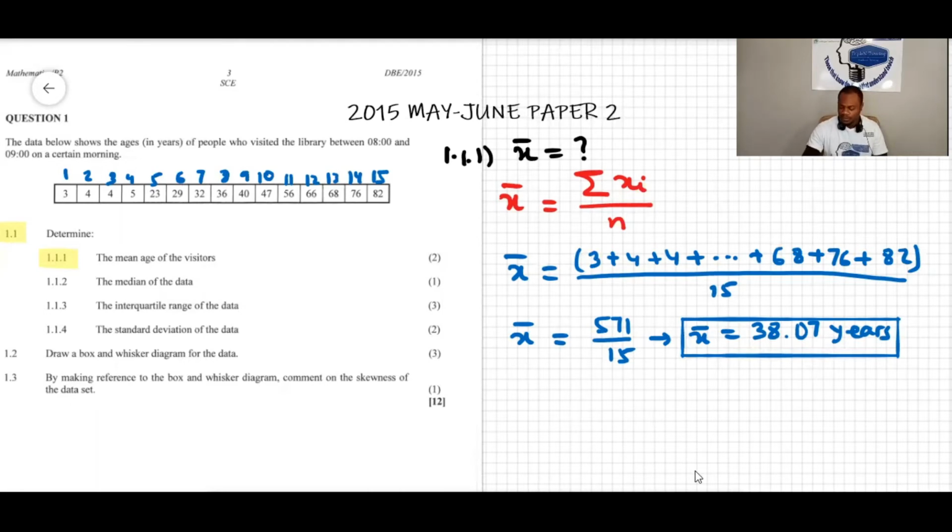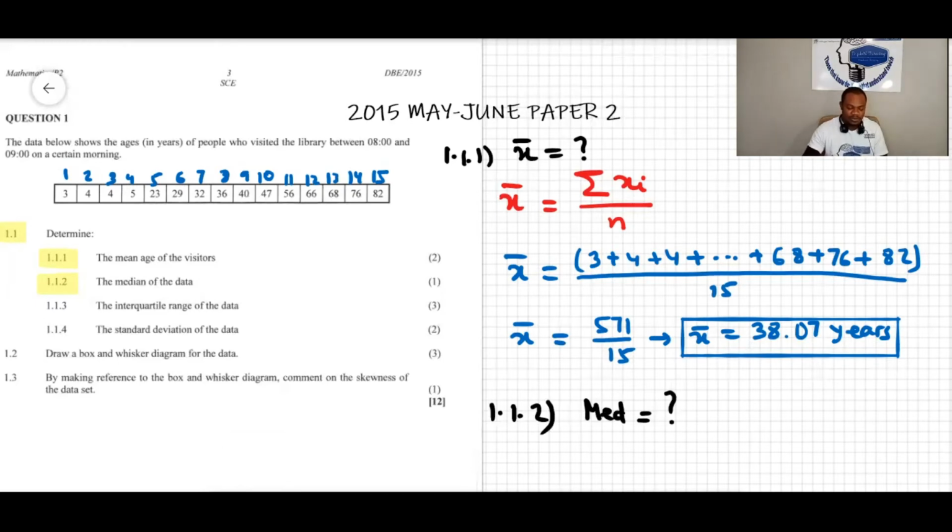Now, question 1.1.2 says, determine the median of the data. What is the median? The median is the middle value. It puts 50% of the data on the right and 50% of the data on the left. Because we have an odd number of data, let me write here, 1.1.2, we're talking about the median. We just write med like this. It's the middle value.